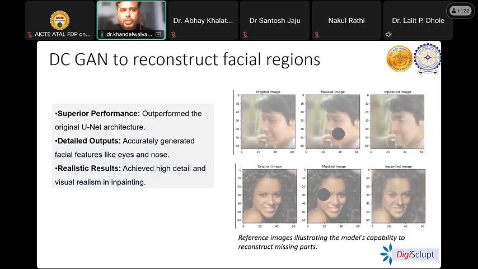So this is a deep convolutional GAN network to reconstruct the facial region. Now we are testing with 2D images, where in the middle image you can see the masked image, and the third one is the image generated with the GAN network. This is 2D, and after that we are now working with 3D facial structures also. The results are good, but more research is required in this domain, and a lot of training of the AI model needs to be done.